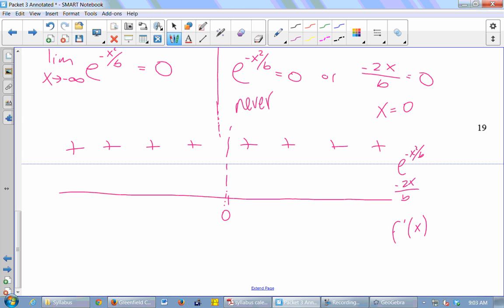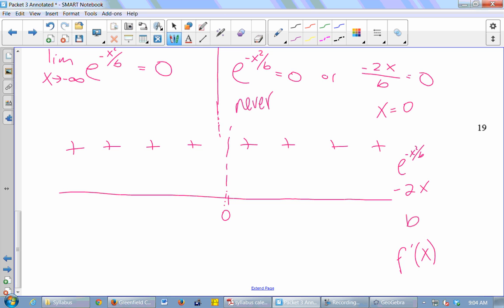Negative 2x over b. To the left of 0, positive, because we already have a negative sign. If you plug in a negative x, they're going to cancel and make a positive. Actually, that's assuming that b is positive. So maybe I should break this into 3 factors: negative 2x, and b, right? It depends on b too.